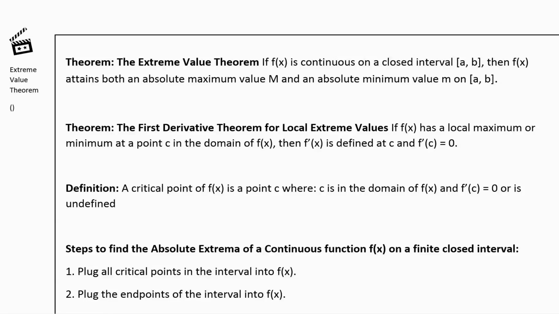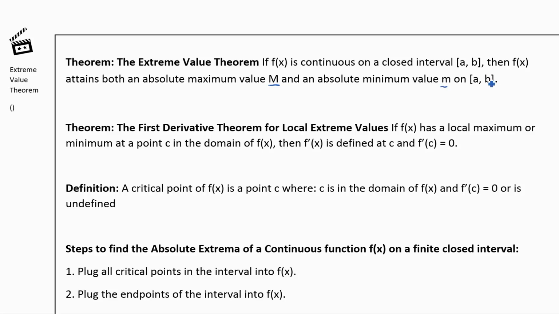Okay, now we've got a theorem called the extreme value theorem. So the extreme value theorem says if f of x is continuous on a closed interval, then f of x attains an absolute maximum value, which we call big M, and an absolute minimum value, little m, on a to b.